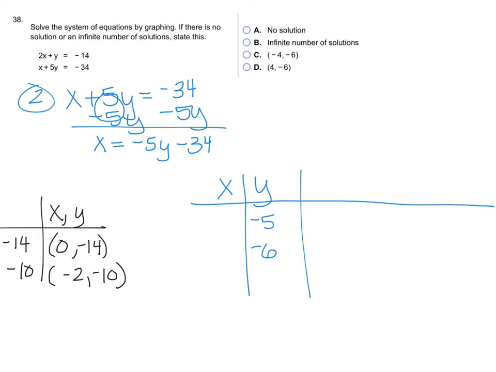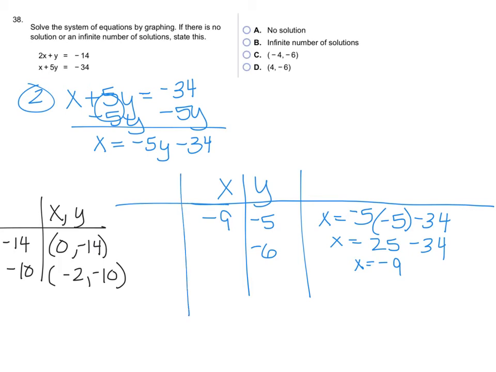All right, so I have x equals negative 5 times y. I'm going to plug in negative 5, minus 34. This gives me x equals a positive 25 minus 34, which is negative 9. So x equals negative 9. I'll put in negative 9 here, and that means my xy ordered pair is (-9, -5).